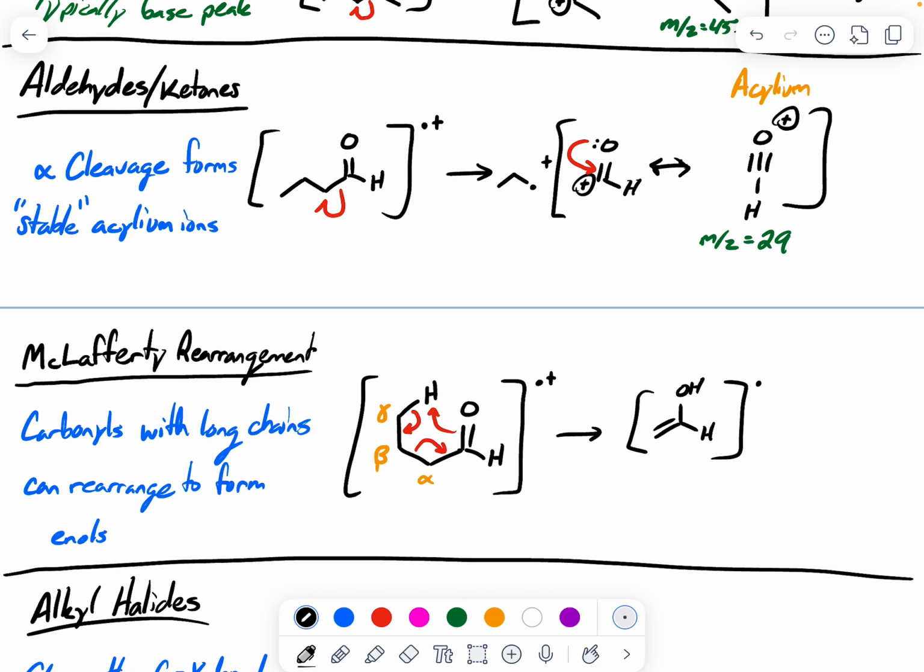So after doing this rearrangement, like I had just said, we end up with an enol that looks like this, and it is still a radical cation because all of those electrons are conserved there, and we have our alkene that we made between the gamma and beta carbons shown there. And this, of course, gives us a mass to charge that's a little higher than the typical acylium ion, so right around 44 in this case.